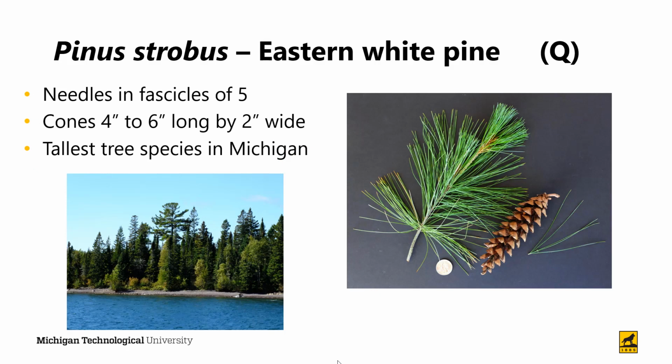Remember that we said the pines have needles that are attached to the twig in bundles or fascicles? Eastern white pine is the only species in the region that has needles in bundles of 5. The cones are relatively long, up to 6 inches, but fairly narrow. It's the tallest growing species in Michigan, and loggers in the 1700s were drawn to northern Michigan to harvest white pines to use as ship masts.